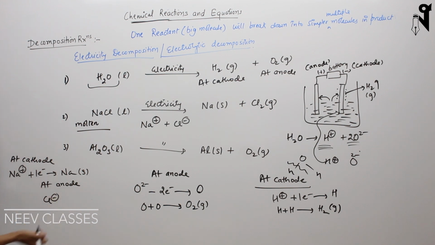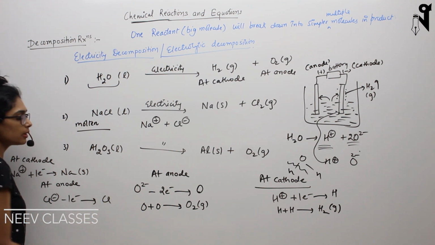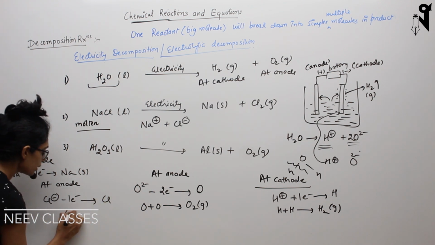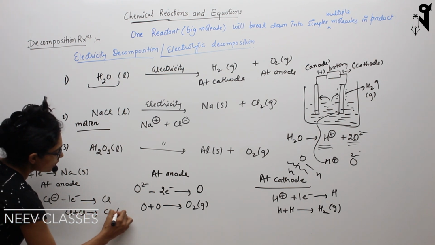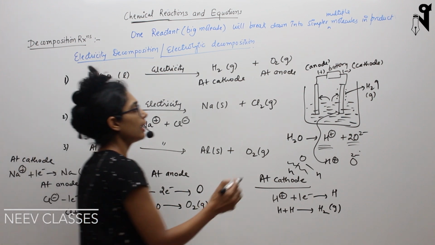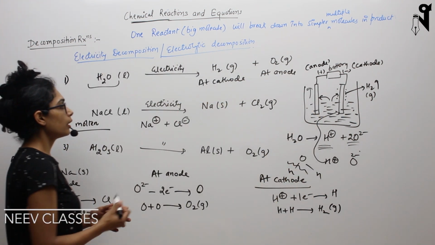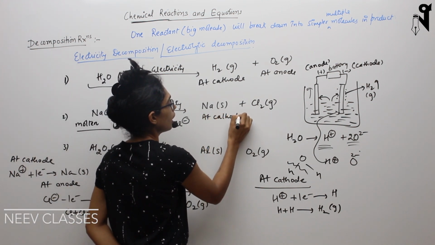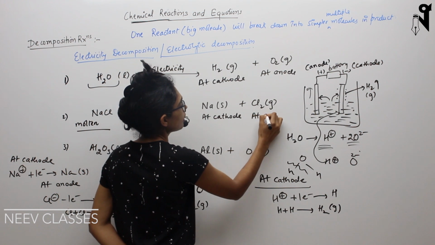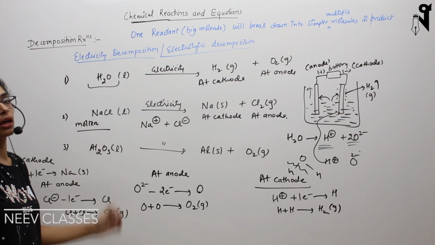Whereas what will happen to chlorine at anode? Cl- has a negative charge. It doesn't want to stay with the negative charge, so it will give away its electron there and will become normal Cl. Two such chlorines will combine to form Cl2 gas, and that gas will get released from the anode side. So Na will get deposited at cathode and chlorine will get released at anode. So that's how the electrolysis happens and the things break down.